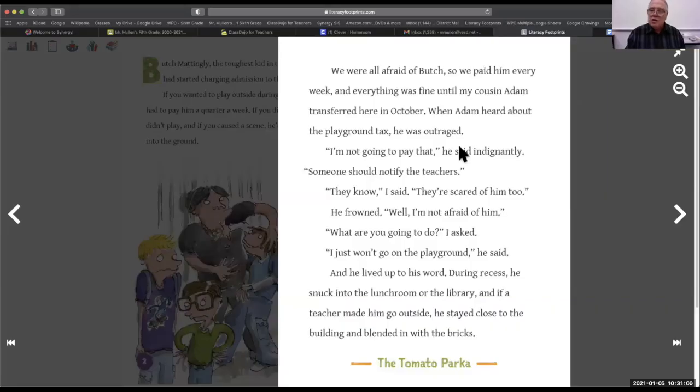I do not have this down, the share thing, as well as I'd like. Okay, so now we know what outraged means. Let's go to the next page and continue reading.